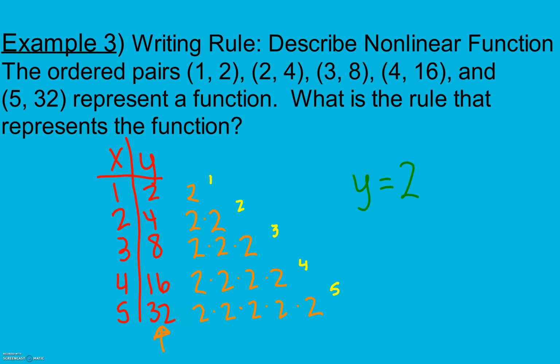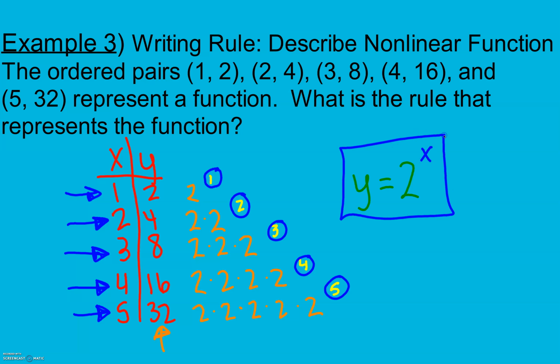The part that changes is my variable. And here, I had 1, 2, 3, 4, and 5 2's. Those changed, but if you look, they match. For an input of 1, I had one 2. For an input of 2, I had two 2's. Input of 3, I had three 2's. Input of 4, I had four 2's. Input of 5, I had five 2's. Which means my exponent matches my input. And here I get 2 to the x power. The part that changes is my variable, and here that matches my input, my x value.